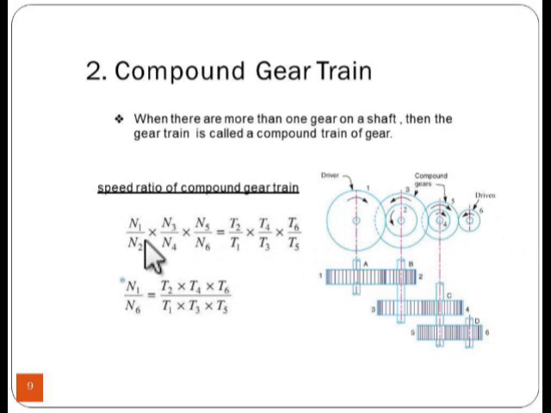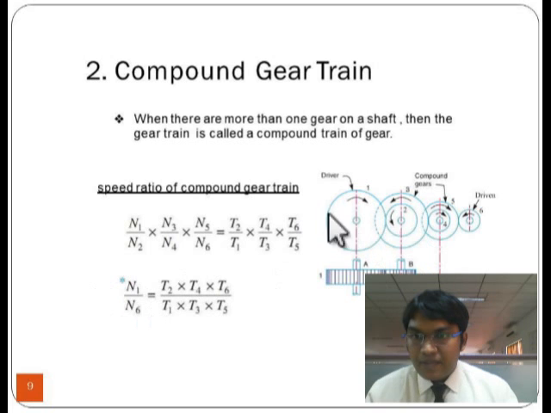Now what is happening is, you can neglect n2 and n3 because n2 and n3 are at the same speed, so I can cancel them out. Similarly, n4 and n5 I can cancel out because they run at the same speed. So now you can see n1 by n6, which is your driver and driven. So you need not worry about the speeds of the gears in between at all. If you know the speed of the first one and the last one, that is the input and the output, or the driver and the driven, you can figure out the speed of the other one if one of them is unknown.